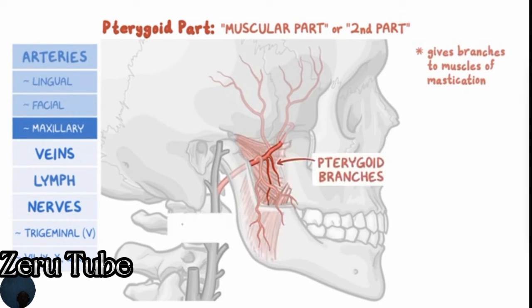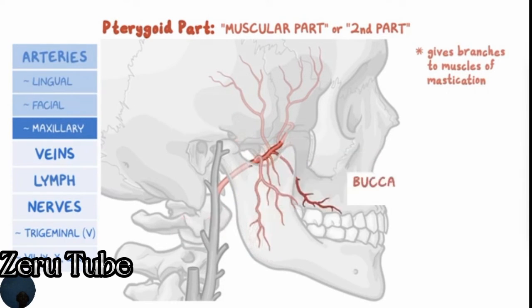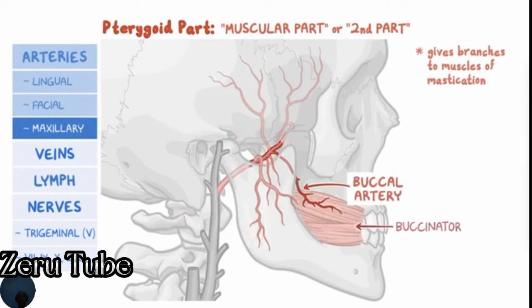The pterygoid branch also supplies two muscles, the lateral pterygoid and the medial pterygoid. The buccal artery supplies the buccinator muscle, the buccal mucosa, and the skin. The buccal artery is a branch of the pterygoid part, which is the second part of the maxillary artery.